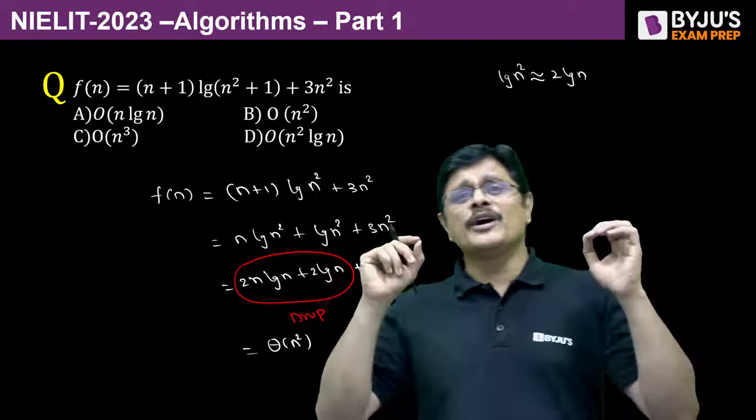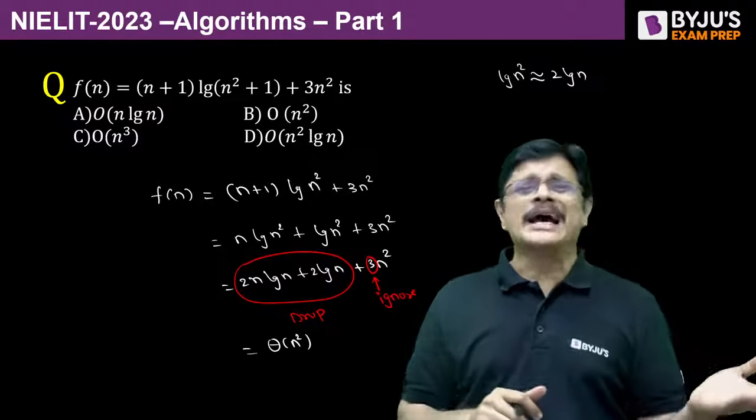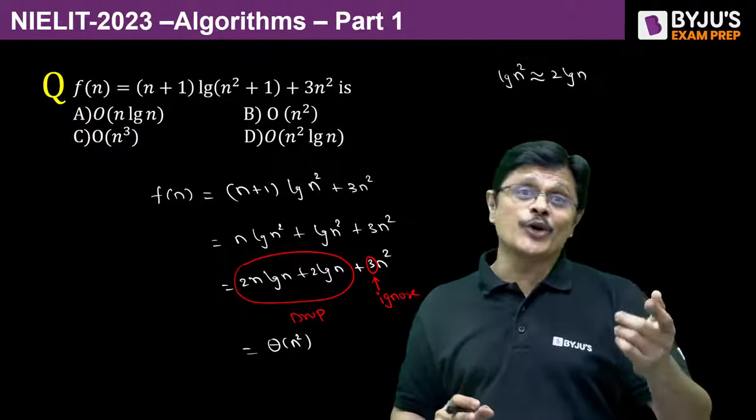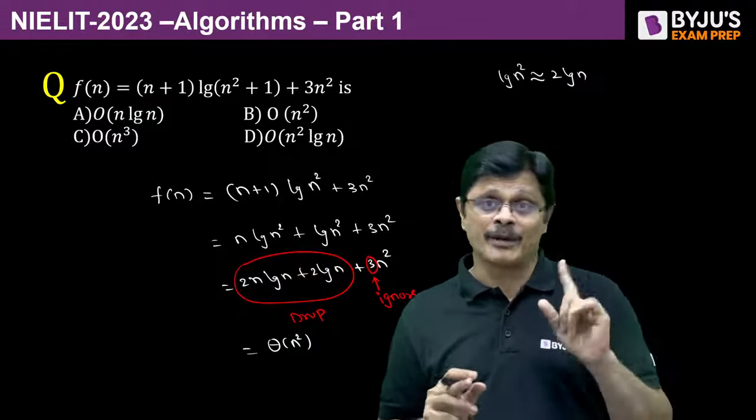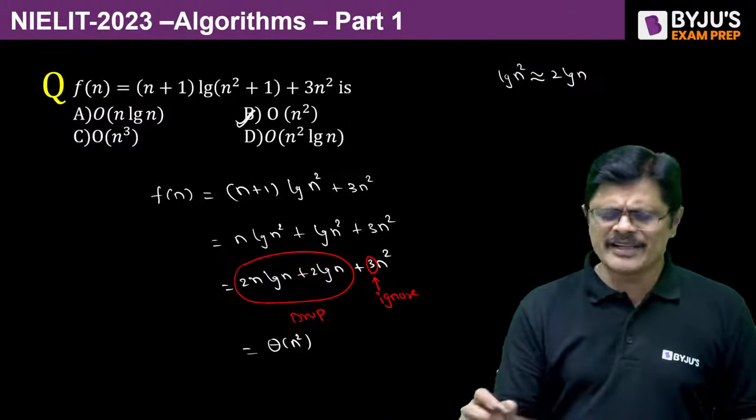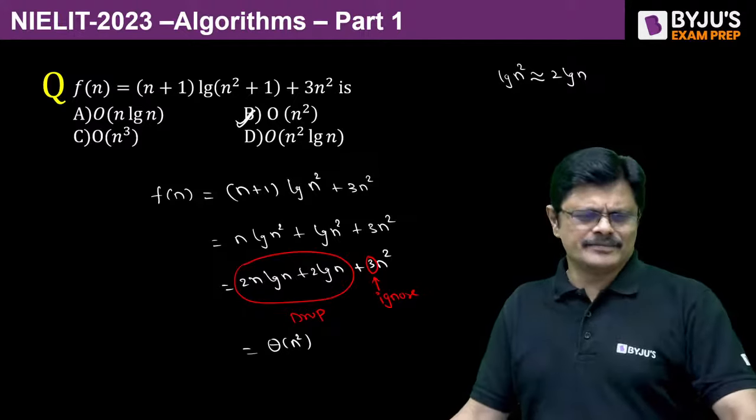Whenever it is big theta, you can write big O as well as big omega. But when it is big O, you cannot say big theta or big omega. Remember that. So big O is given, and B is the correct answer. Wonderful.